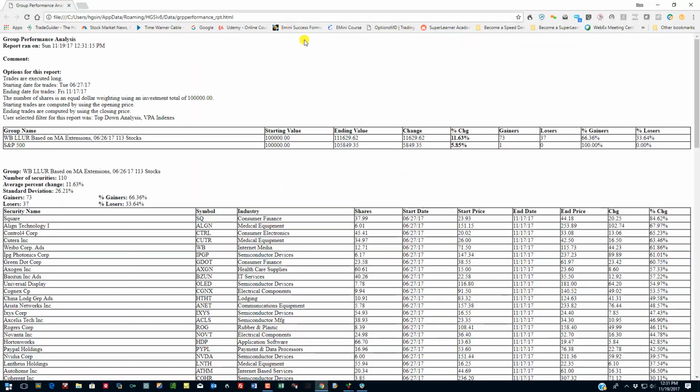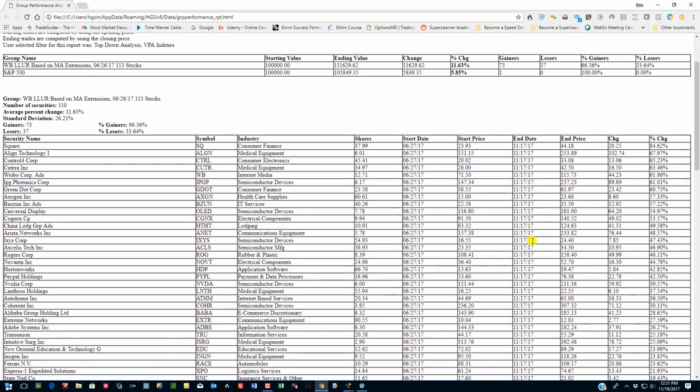So opening price, closing price, and we're going to compare this index to the S&P 500. And you can see how this index of stocks, based upon my weighting of market, I use market cap weighting, it is up 11.63% compared to 5.85% for the S&P 500. Now, just about everybody would be happy with that, but there are gainers and losers. There's 73 gainers, 37 losers. So 2/3 of the stocks gained over that period, and a third lost money.